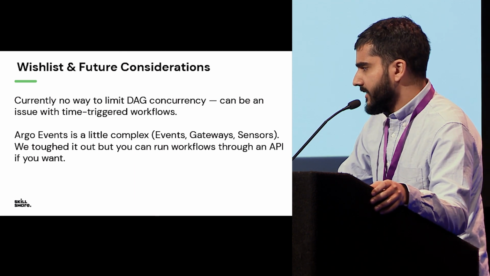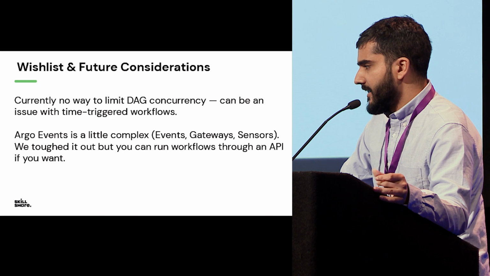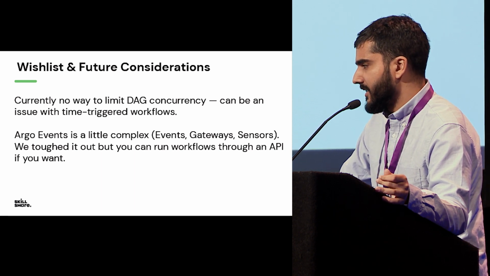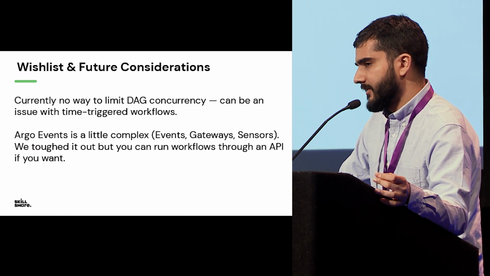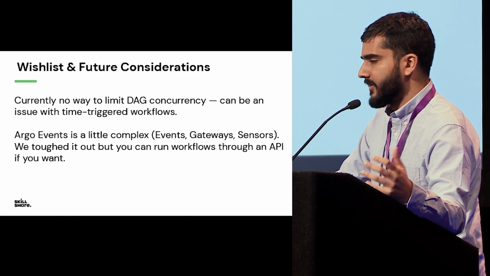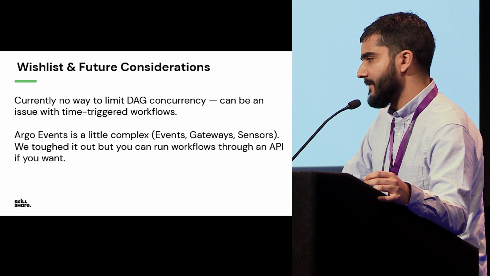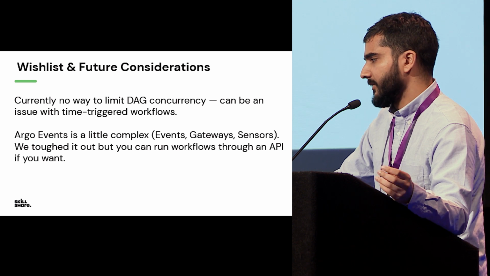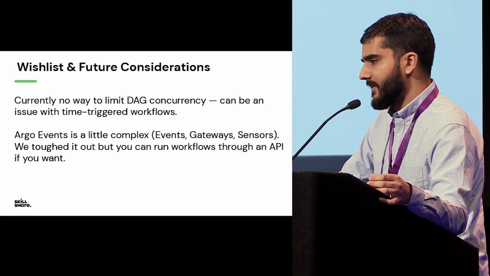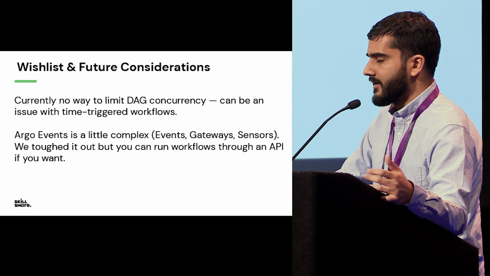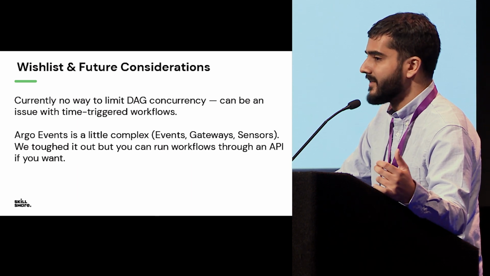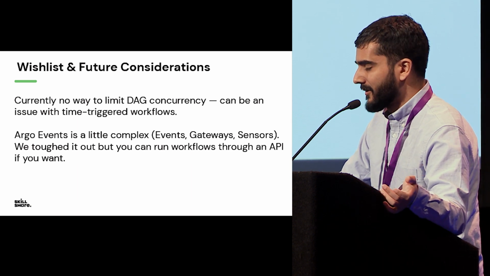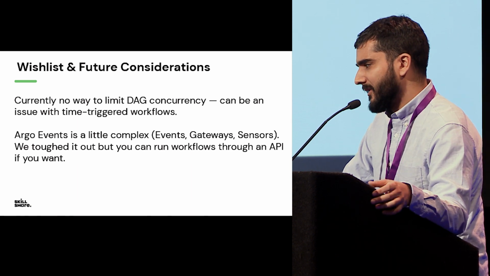And so there's a couple of things that Argo can't do right now that we wish it could do. The big one is you can't limit top level DAG concurrency, meaning for a given DAG you can't say only one of this DAG should run at a time. That can be an issue with time-triggered workflows, right? If you have something that's running every hour and for some reason it takes 2 hours to run, you will get a second copy of it at the end of the next hour. That could be a deal breaker. That's something that we've worked around for now.